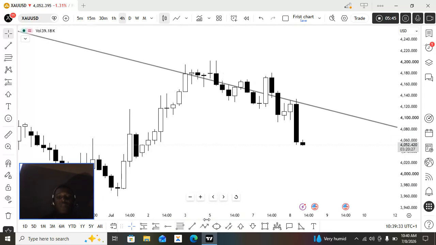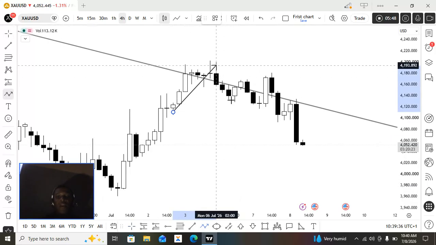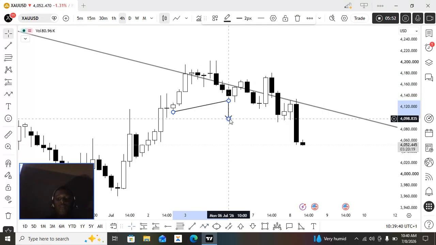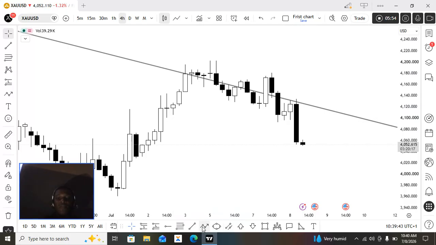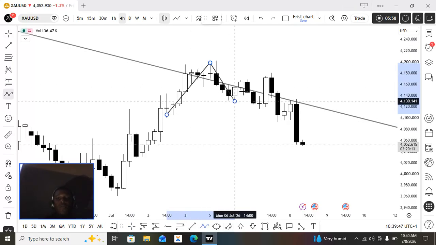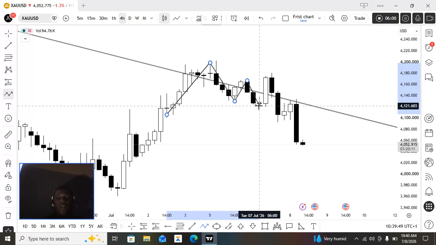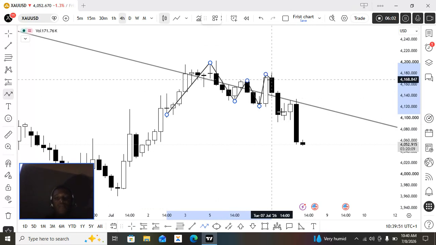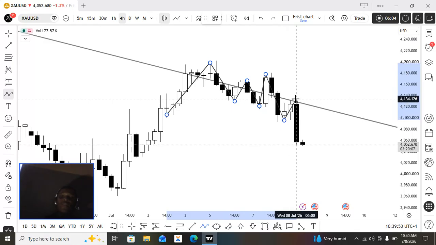As you can see, the market is creating a series of highs and lows. I want you guys to understand this, that's why I'm taking my time. It creates a high, a low, a lower high, a lower low, equal highs, a lower low, a lower high. The market creates a lower low.